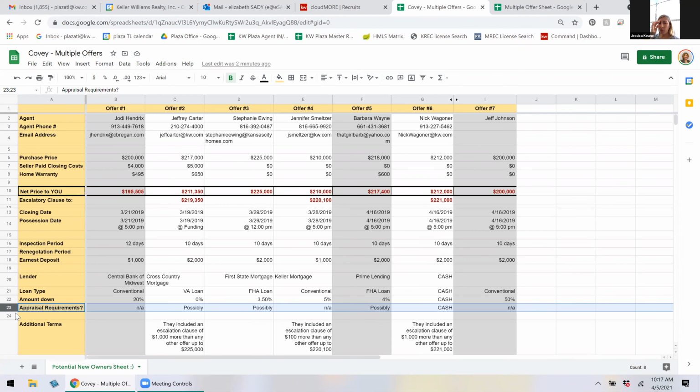Elizabeth, can you expand on that? What do you mean by an appraisal requirement? That's not necessarily an appraisal waiver or whatnot. That's something different.